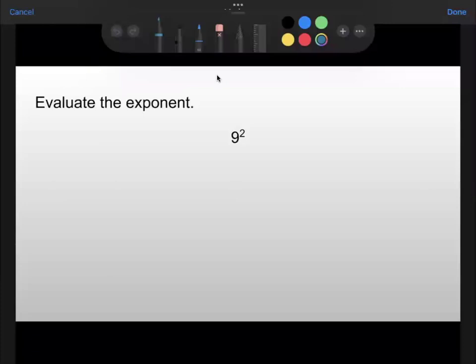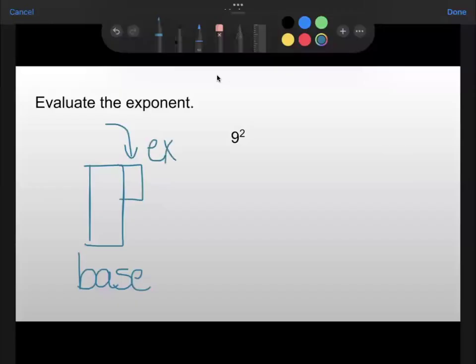Exponents have a regular size number and a smaller number up in the right corner. The regular size number is what we call the base. And the number up in the corner is called the exponent or the exponential number. The exponential number represents how many times we are multiplying something. So in our case with the 9, there's a 2 up there. That means we are multiplying two numbers by themselves.